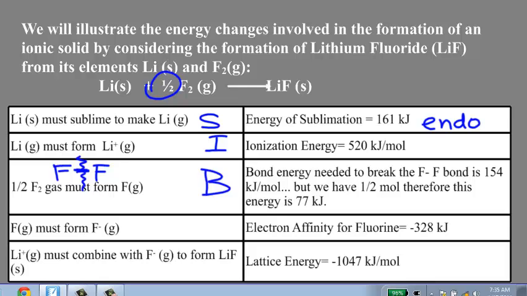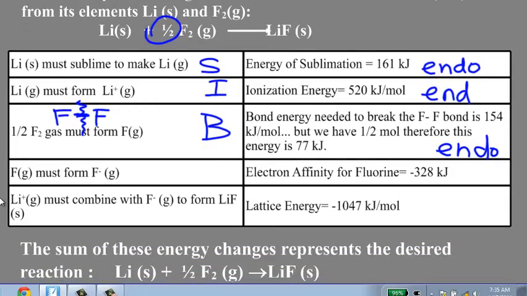So all three of these processes so far are energy requiring, which is not looking good for this ionic solid to form. Because in order for formation, you need to lower your energy. And right now, we're putting in energy, putting in energy, putting in energy, right? Okay?